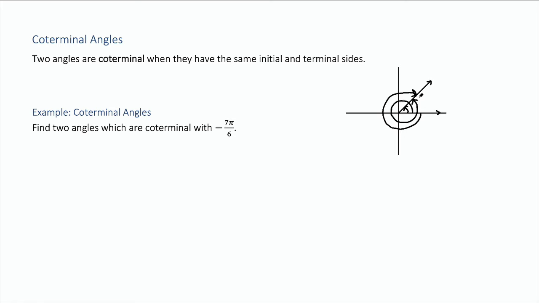So a really easy way to find angles that are coterminal, or to determine whether two given angles are coterminal, is that we just need two angles that differ by either 2 pi radians or 360 degrees. So here, for example, find two angles which are coterminal with negative 7 pi over 6.